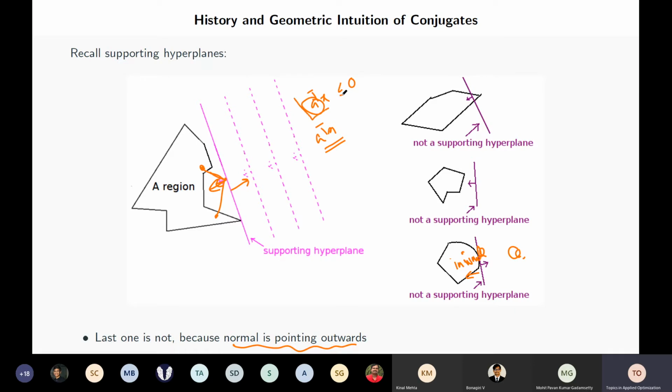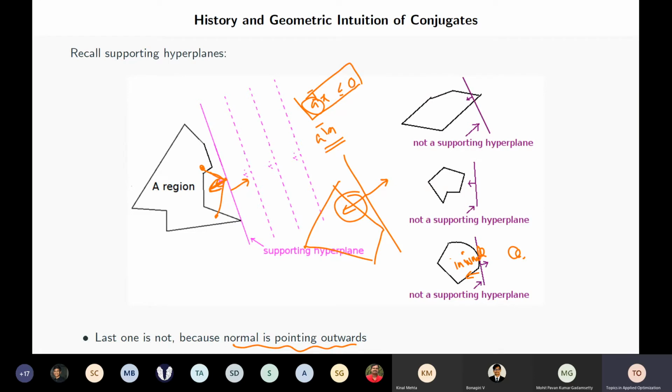This is coming from the definition. We define it in a way that the normal will be pointing this way. Remember, a plane I can always define either this way or this way. It doesn't matter. But in our definition of the supporting hyperplane, we claim that this normal is pointing in the direction of where the region is. And that is why this inequality is satisfied.